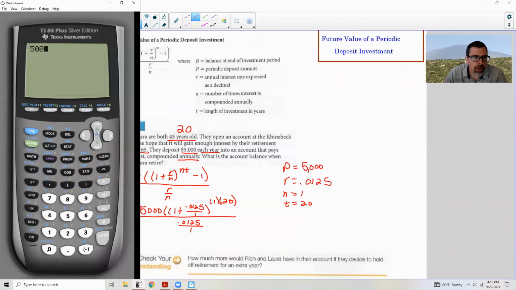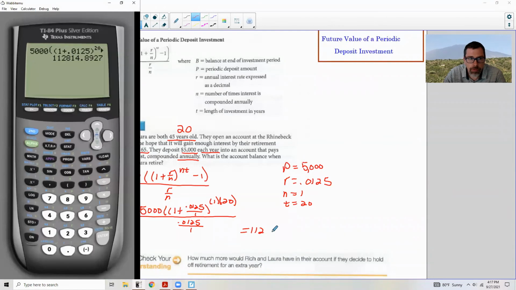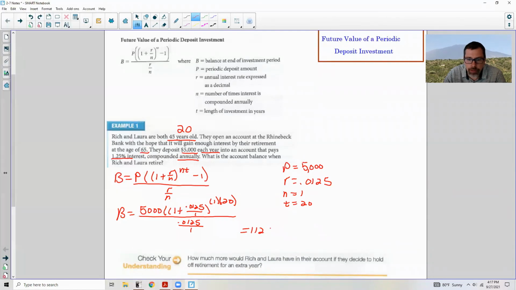So here we go, 5,000, parentheses, 1 plus 0.0125 divided by 1 is just 0.0125, so I'll just leave that, to the power of 1 times 20, which is simply 20, minus 1, close the parentheses, divide by 0.0125 and hit enter. And I got $112,814.89.